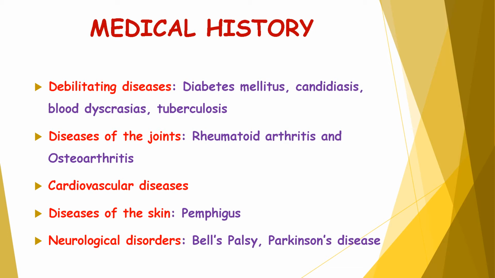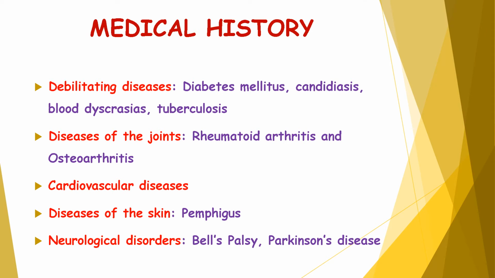Next one is the diseases of the joints. Rheumatoid arthritis and osteoarthritis are common diseases affecting the joints. If fingers are affected, then the patient will find it difficult to insert and clean the dentures. When the temporomandibular joint is affected, special impression trays are required due to poor mouth opening, and frequent occlusal correction may be necessary as jaw relations are difficult to record due to painful mandibular movements.